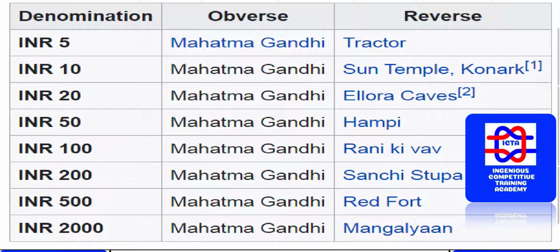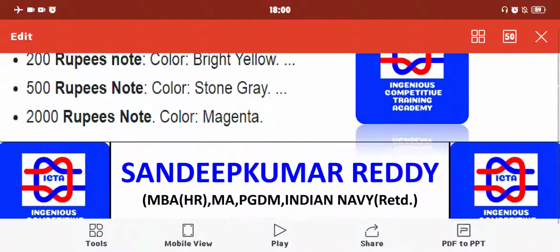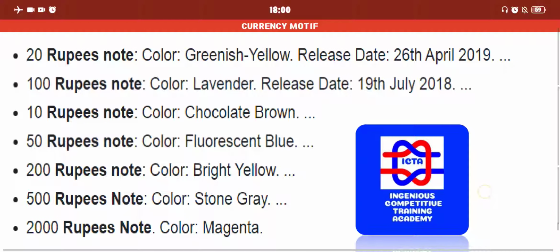Don't underestimate. Whatever competitive exams you have, you can directly prepare for further examinations. You will be asked one question.